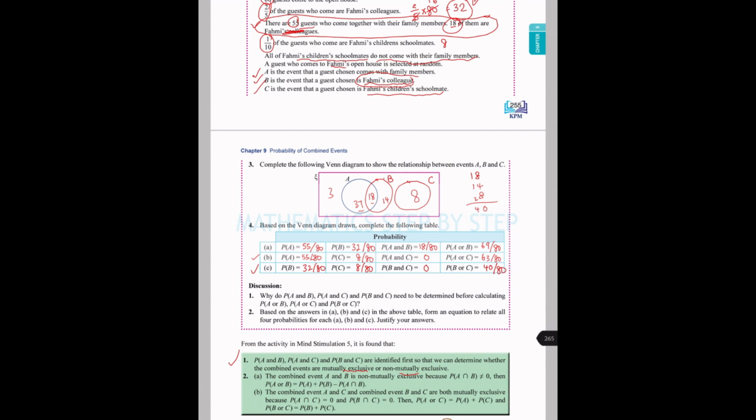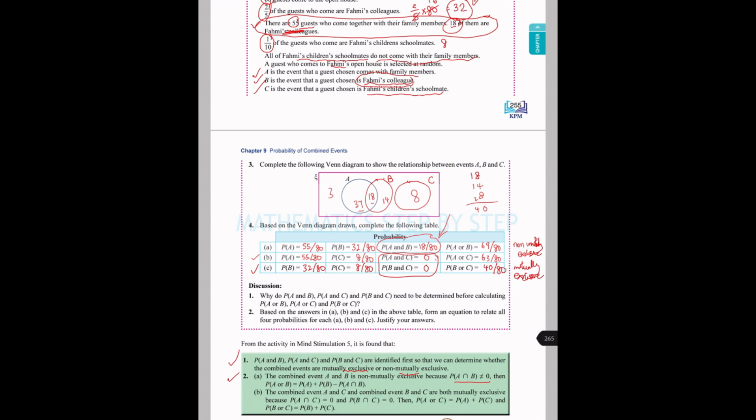When there is an intersection between the two sets, then they are non-mutually exclusive. When their intersection is 0, they are mutually exclusive. Part 2. The combined event A and B is non-mutually exclusive because the probability of getting A intersect B is not equal to 0, as we can see here, 18 over 80.